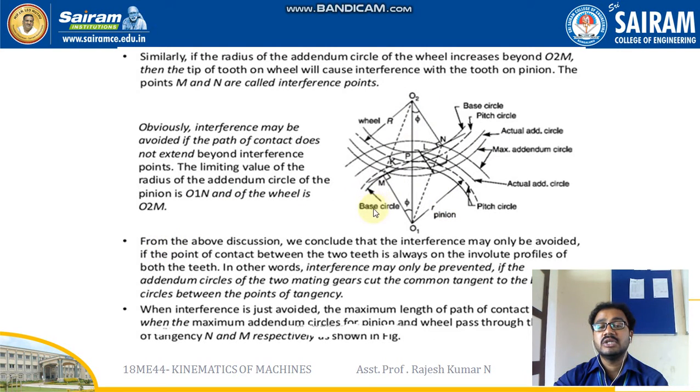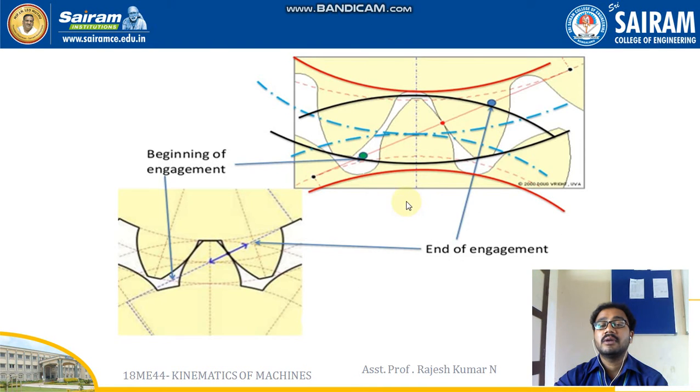From this discussion, we conclude that interference may only be avoided if the point of contact between the two teeth is always on the involute profiles of both the teeth. In other words, interference may only be prevented if the addendum circles of two mating gears cut the common tangent to the base circles between the points of tangency. When interference is just avoided, the maximum length of path of contact is MN, when the maximum addendum circles for pinion and wheel pass through the points of tangency N and M respectively, which is shown in the figure.